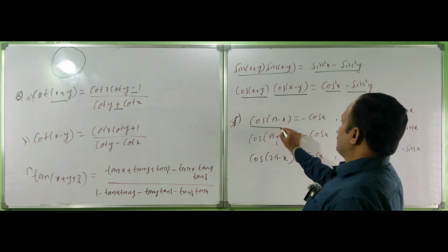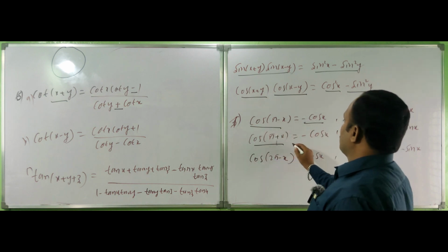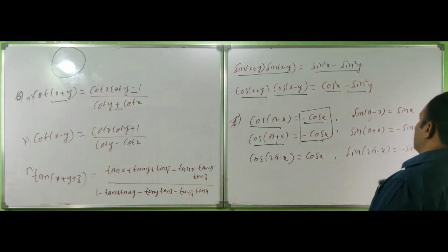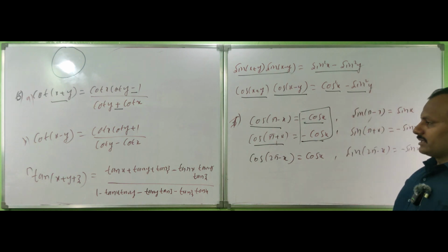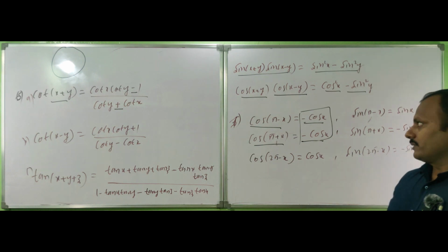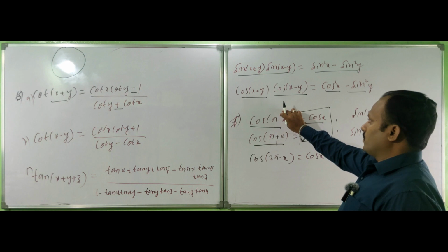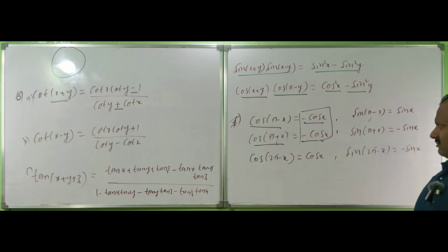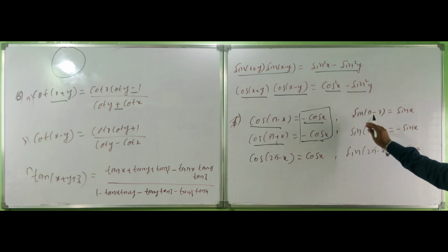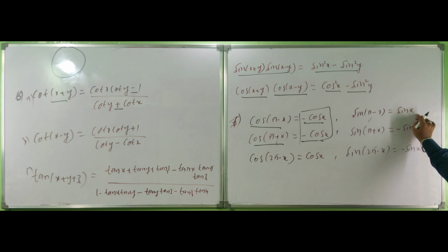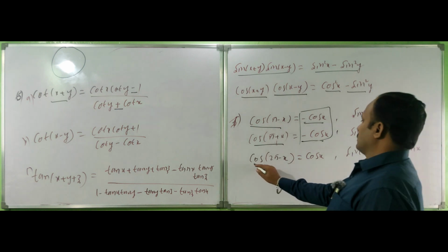This is important: cos of pi minus x and cos of pi plus x both give minus cos x, because cos is negative in the second quadrant and also negative in the third quadrant. For sin of pi minus x, in the second quadrant sin is positive, and in the third quadrant sin is negative.